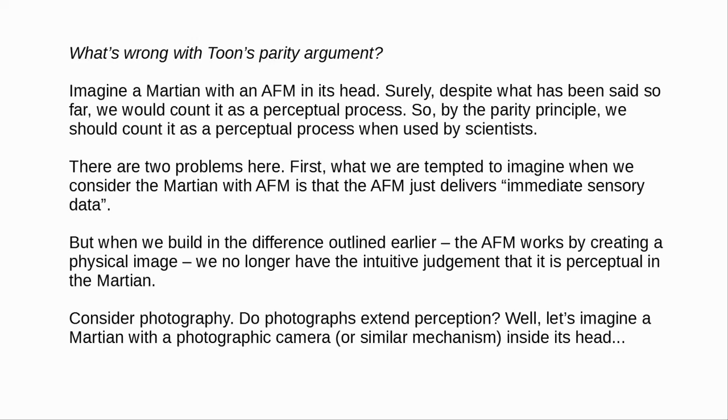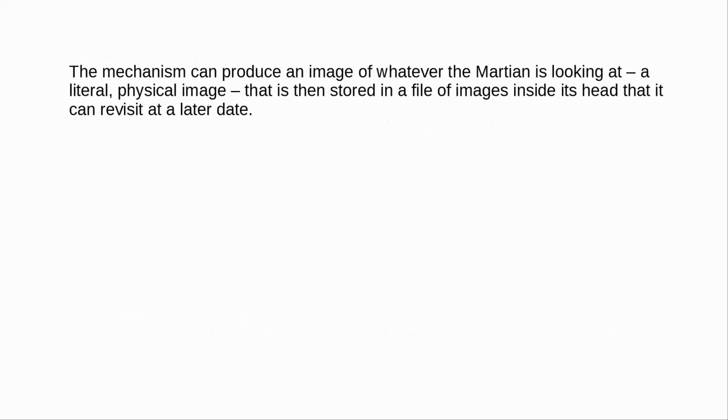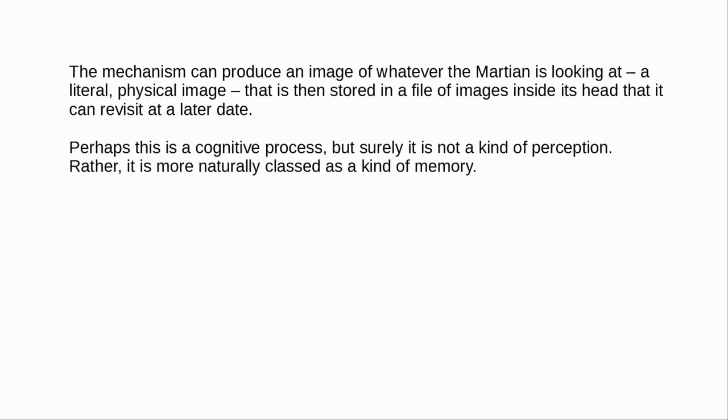So imagine a Martian that has in its head a mechanism that functions just like a camera. This mechanism produces an image of whatever the Martian is looking at. A literal physical image that is stored inside its head in a file of images that it can then flick through when it wants to revisit them. One day the Martian witnesses a crime, it creates several images of the crime which it later revisits in order to answer questions about the crime. Now, intuitively this is a cognitive process, but is it perception? Well, surely it would be more naturally classed as a kind of memory. Literally a photographic memory.